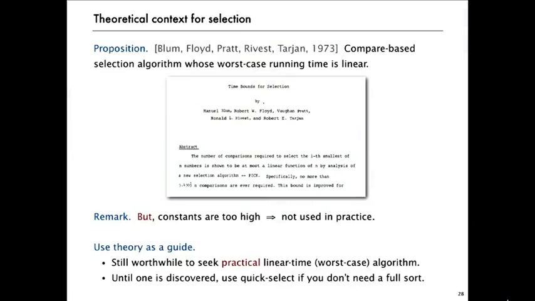This is another example where we use theory as a guide. It's still worthwhile to look for a practical linear time worst case algorithm. Maybe somebody in this class will invent that. But until something like that is discovered, use the quickselect based on quicksort partitioning, and you can get linear time selection when you don't need a full sort. That's selection, a simple problem like sorting that is well solved with quicksort partitioning.